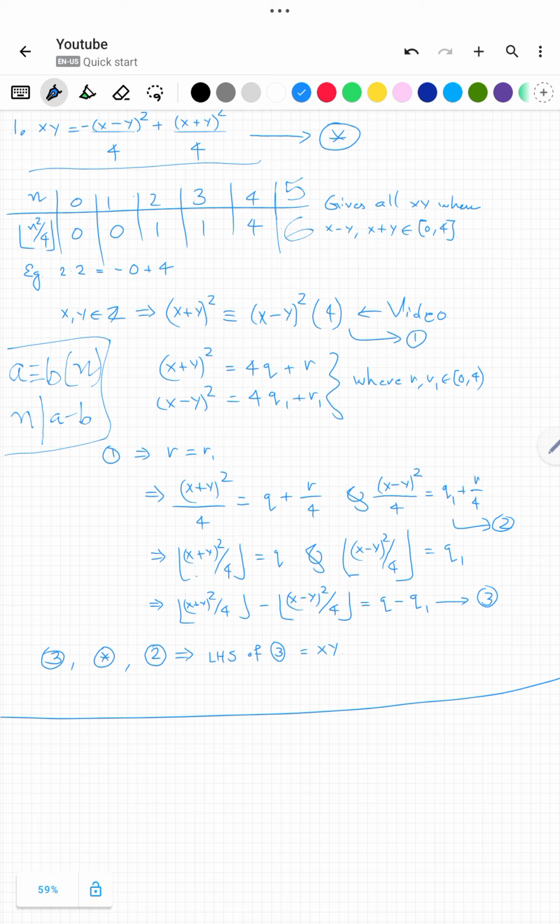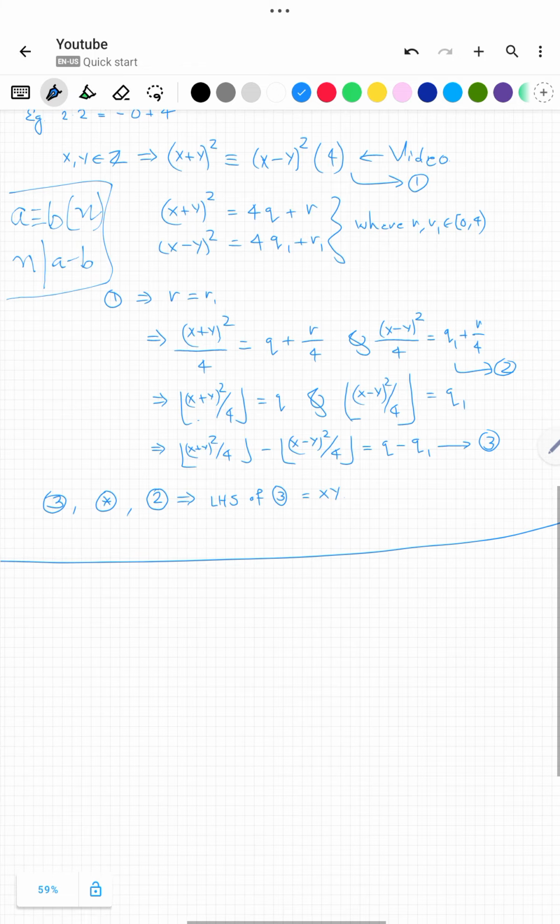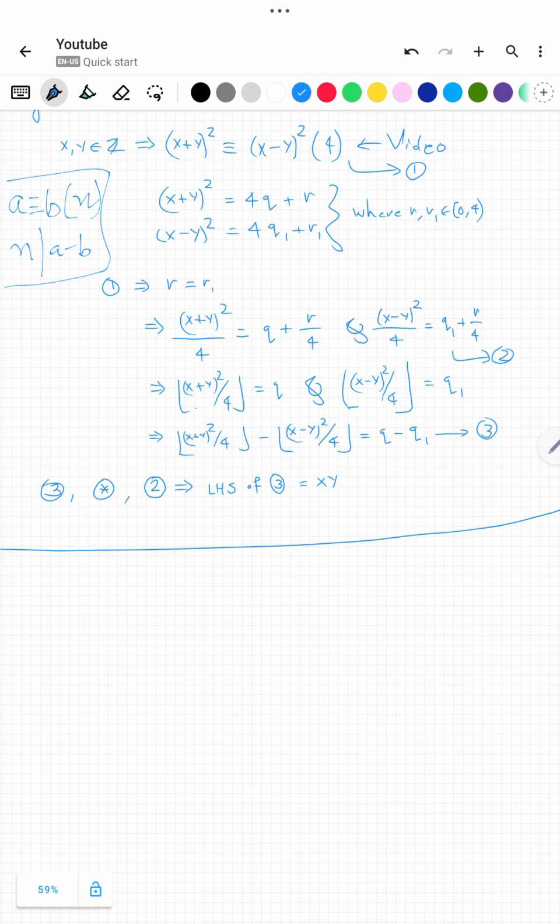That's the definition. So if Q and Q1 are quotients and R and R1 are remainders, one can easily check that R and R1 are the same. Okay, from equation 1, by simplification we can see the following three equations.